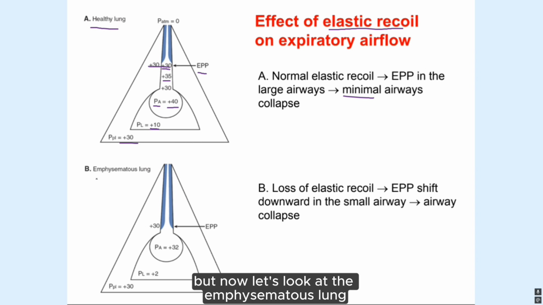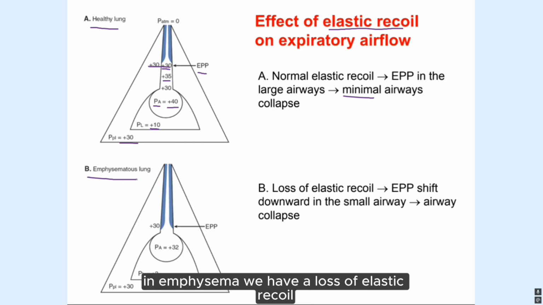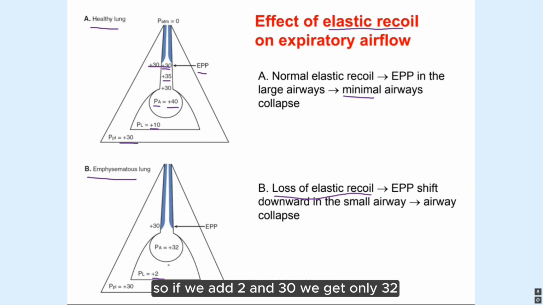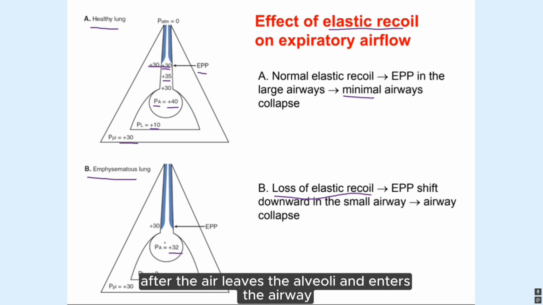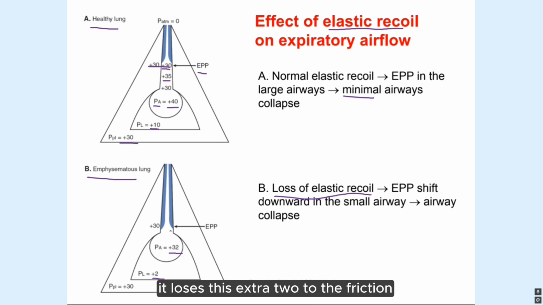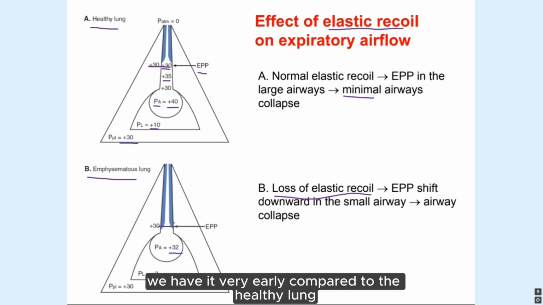But now let's look at the emphysematous lung. In emphysema, we have a loss of elastic recoil. So instead of being positive 10, it's only positive 2. So if we add 2 and 30, we get only 32. So immediately after the air leaves the alveoli and enters the airway, it loses this extra 2 to the friction, and then immediately we have the EPP. We have it very early compared to the healthy lung.